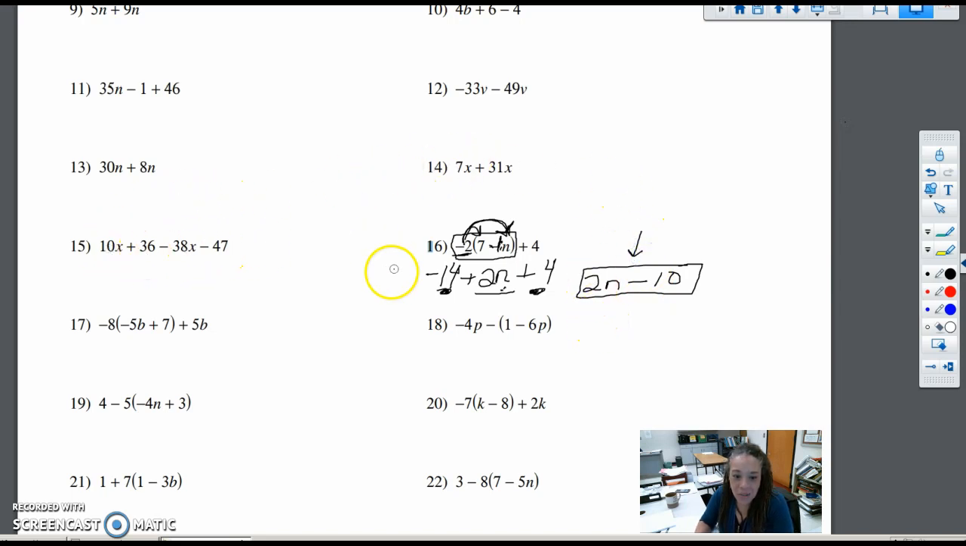Alright, and you would use that same pattern or same process on the rest of the problems below. Pay attention to when you see 2 negatives, and pay attention to the signs always in front of the number.